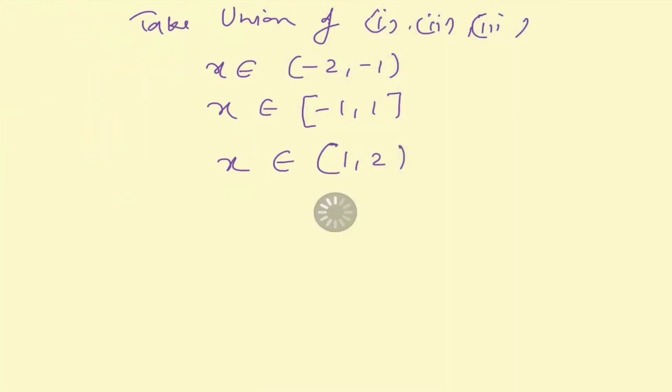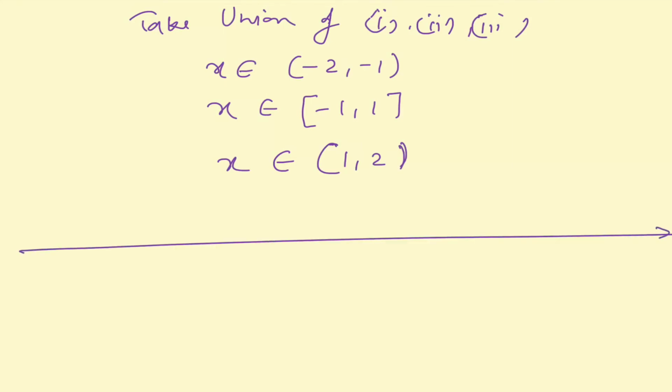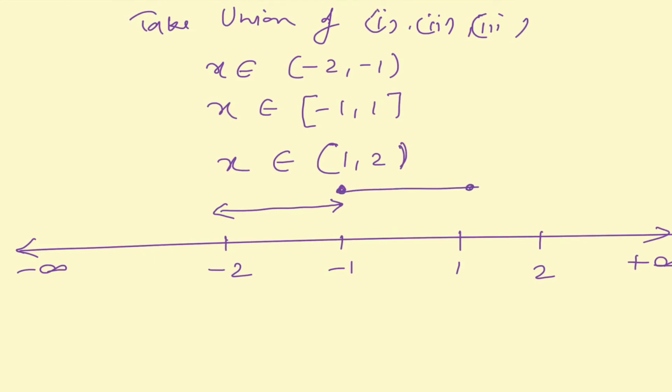1 to 2. Now we are going to take the union of all these things. Minus 2 to minus 1, then minus 1 to plus 1, then 1 to 2. That is x belongs to open interval minus 2 to 2, and that is our final answer.